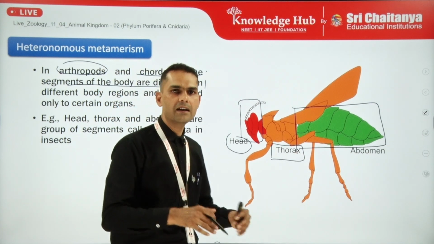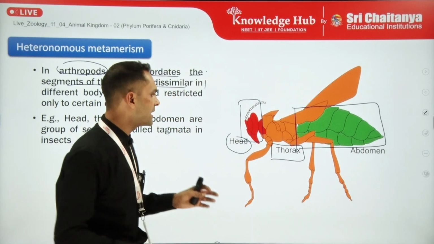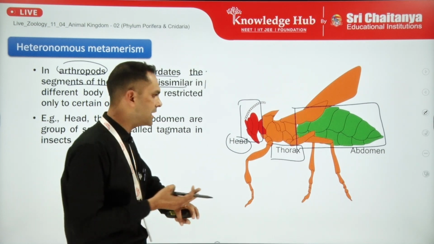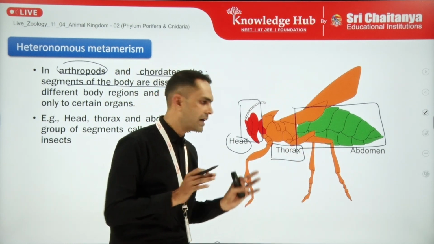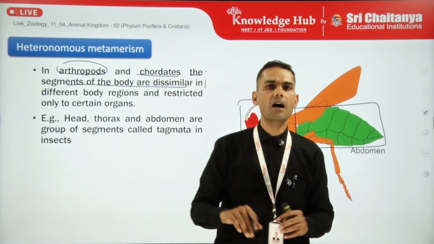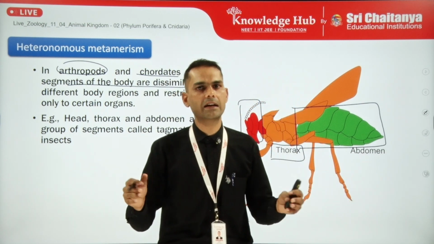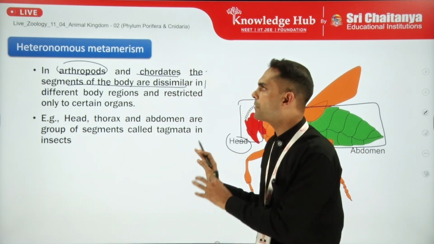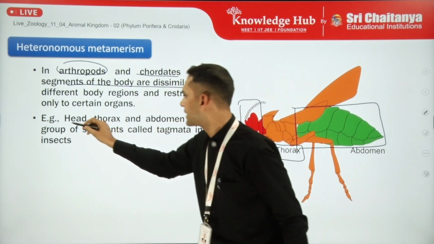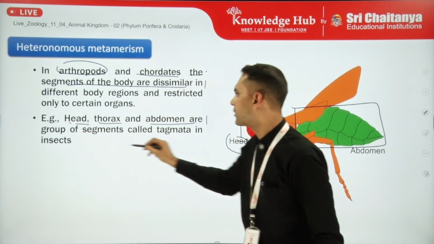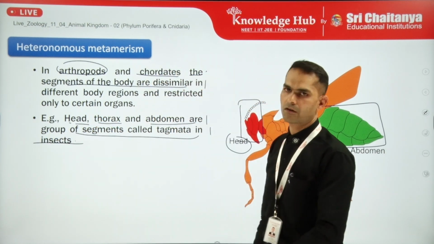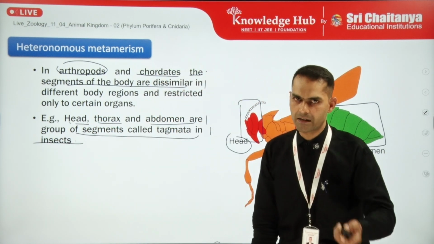So basically, as we see from the outer view, we can say that the whole body is divided into three major segments: head segment, thorax and abdomen. But these segments, head, thorax and abdomen, are all morphologically and anatomically dissimilar. So such type of segmentation we will call heteronomous segmentation. For example, head, thorax and abdomen are groups of segments called tagmata in insects, right? So heteronomous, homonomous and metamerism.